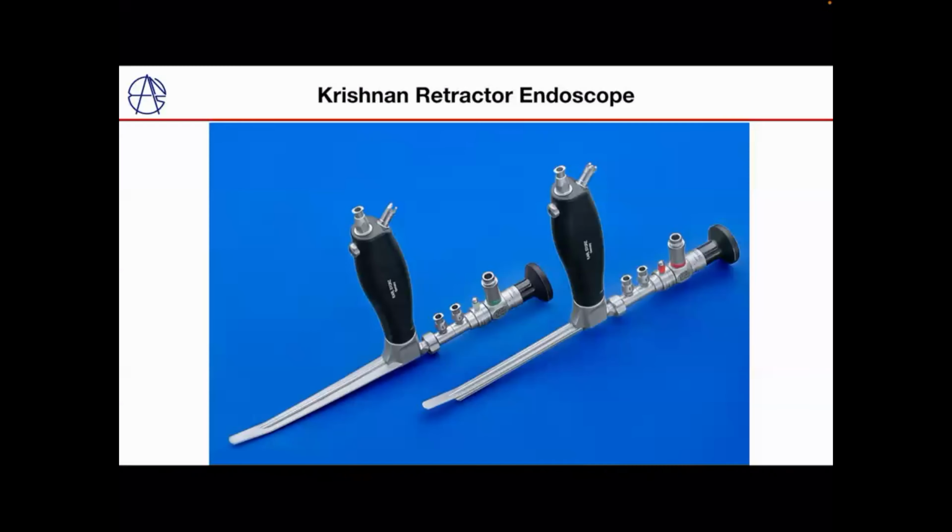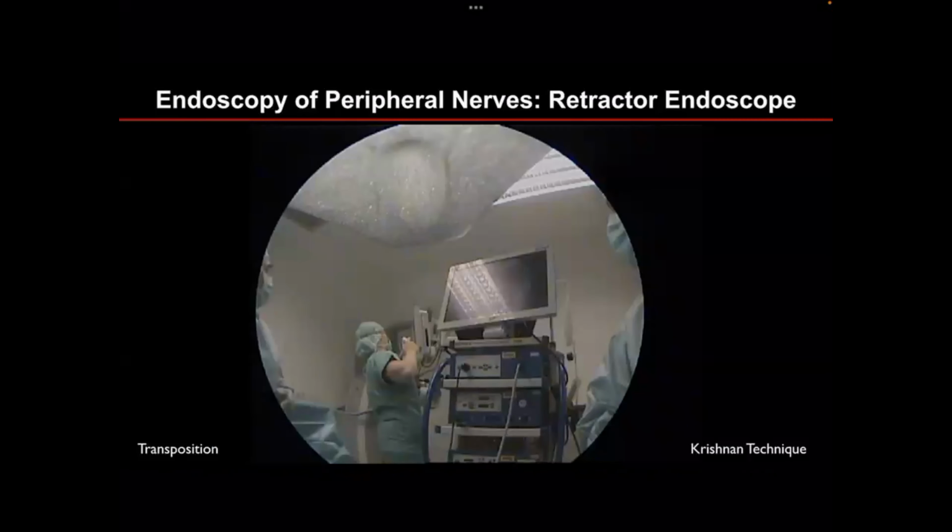So the retractor endoscopic technique is a little bit different in that you introduce the endoscope on a plane above the nerve canal itself, and you don't dilate the nerve canal. You don't enter the nerve canal with bougies or blunt or sharp instruments whatsoever.